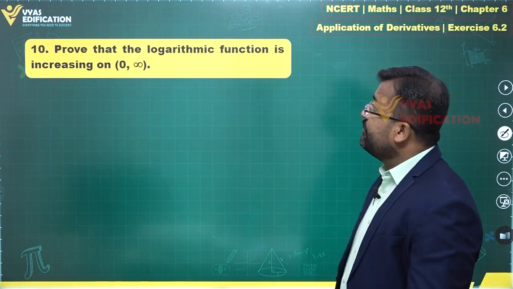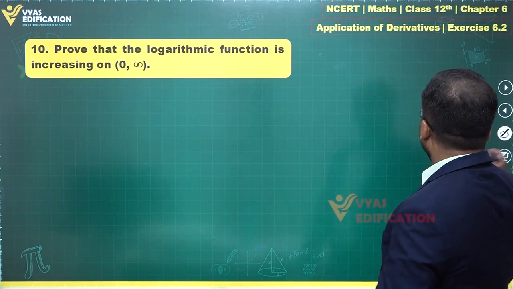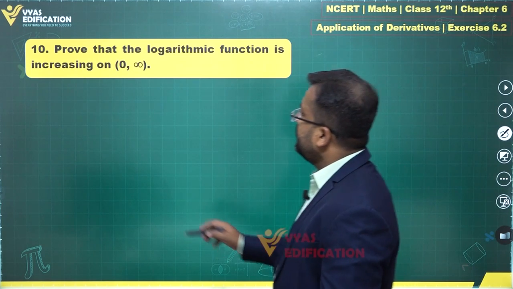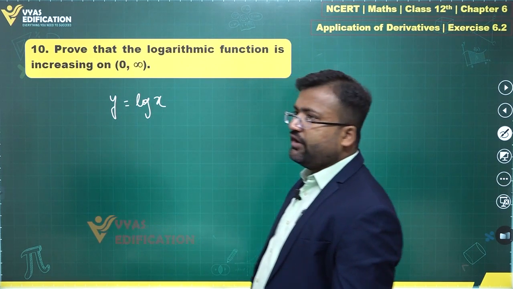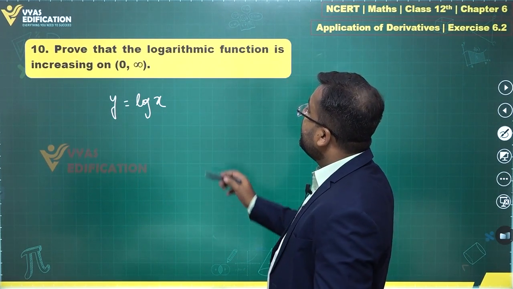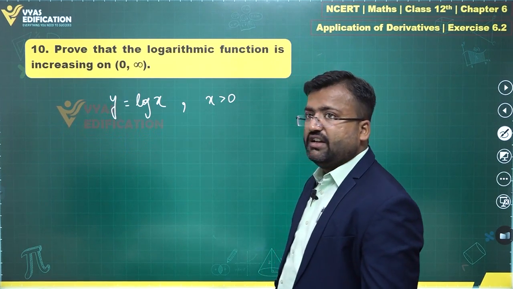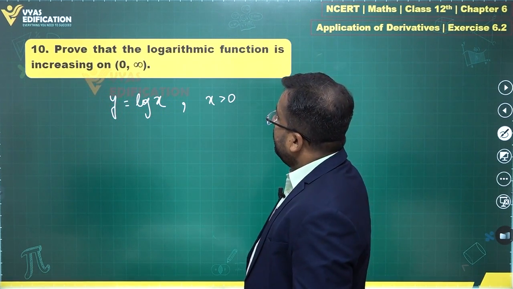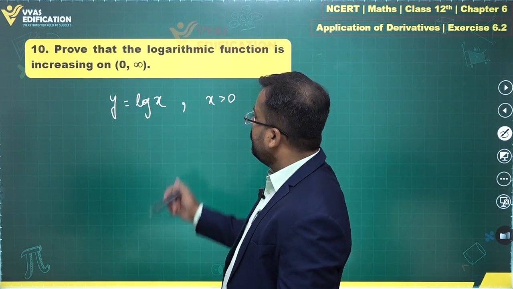Question 10 says, prove that the logarithmic function is increasing on 0 comma infinity. Now, what is the logarithmic function? The logarithmic function is not difficult. We are talking about y is equal to log x, right? What's the base? Base is e, the Napier's base, right? And the condition on this is that x has to be greater than 0, right? On this interval, this is the domain.